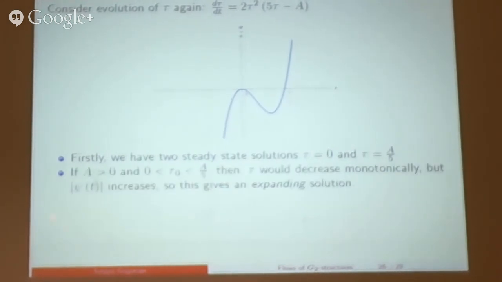If we assume that a is positive, then we see that the derivative of tau is negative if our original tau 0 is between 0 and a over 5. In that case, torsion would decrease monotonically, and correspondingly psi would increase. So this gives what's known as an expanding solution.